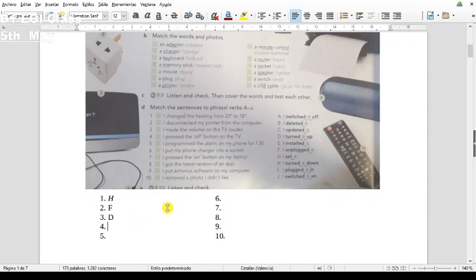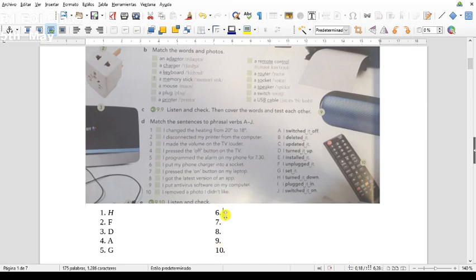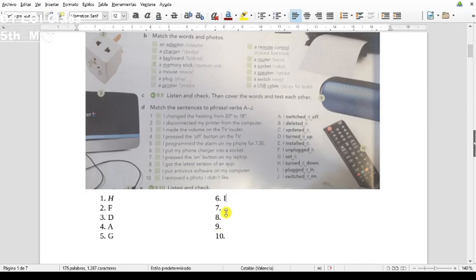4. A. I pressed the off button on the TV. I switched it off. 5. G. I programmed the alarm on my phone for 7:30. I set it. 6. I. I put my phone charger into a socket. I plugged it in. 7. J. I pressed the on button on my laptop. I switched it on.